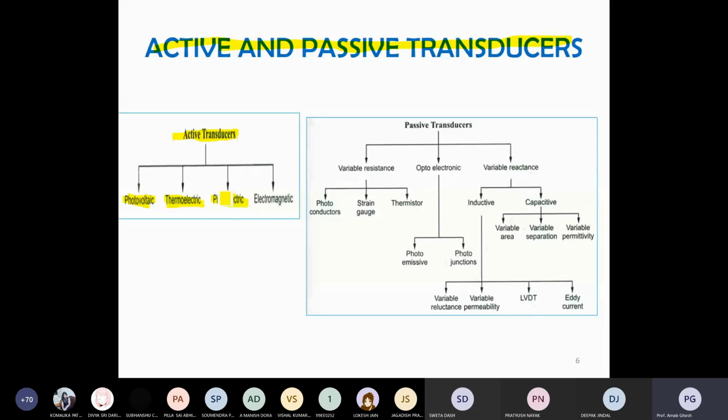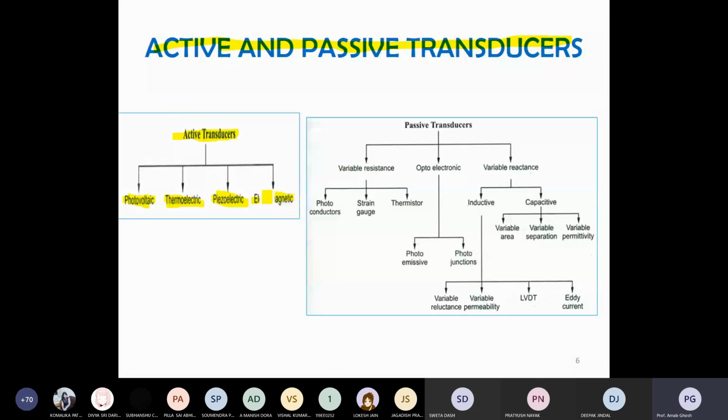Then piezoelectric transducer. Piezoelectric means pressure. If you apply some pressure, then you will get that output. So the piezoelectric output is something you can fetch as a value.